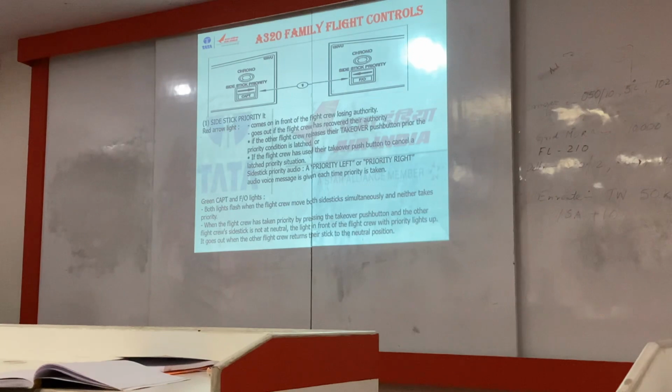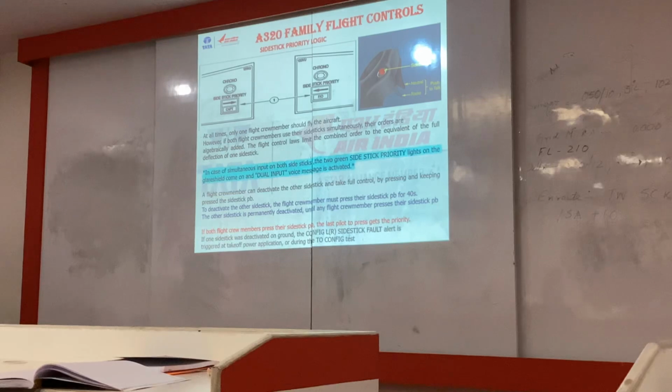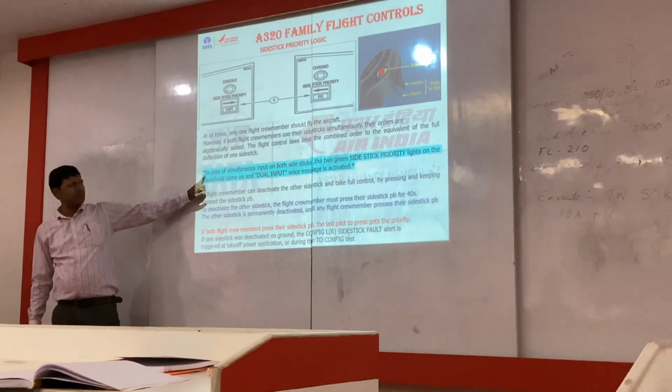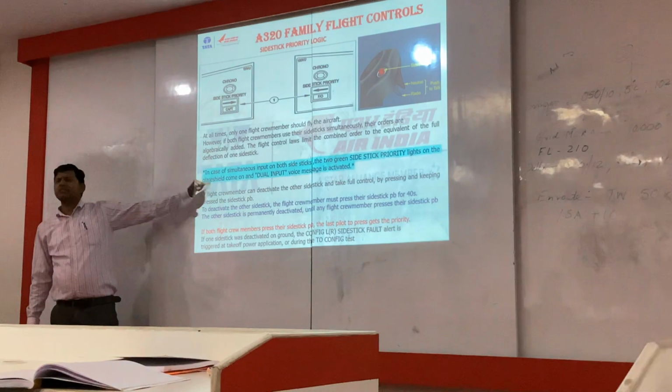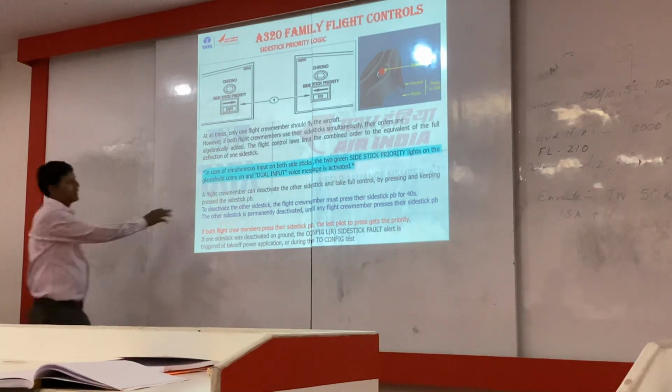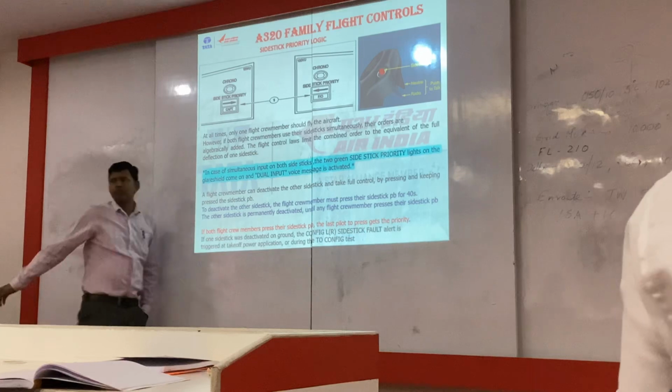Then you must look at the priority, how the priority goes over and who takes over in case both pilots give simultaneous inputs. In case of simultaneous inputs on both side sticks, the two green side stick priority lights come on, and in the glareshield, a dual input voice message will also sound.